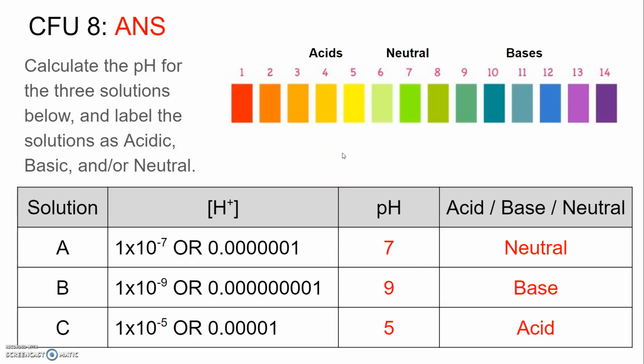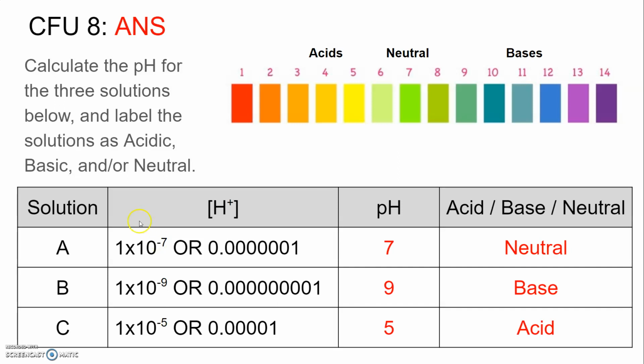All right, so for solution A, the pH is 7, and that will be neutral. Solution B, the pH is 9, so 9 is over here, that's on the basic side. And then for solution C, the pH is 5, which is on the acidic side. So one thing you may notice, though, is that logs, remember the answer to a log is a power, so it's asking you what the power is.